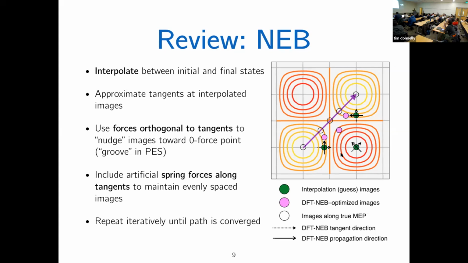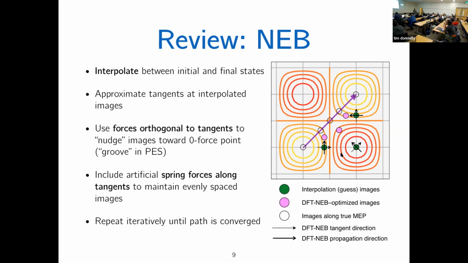And then there are other additions. You can add spring forces to make sure that there's an even spacing of states along the path, but we won't get into that. So how do we now translate this to the language of a stochastic PES that we would obtain from DMC? It turns out that it's quite intuitive.